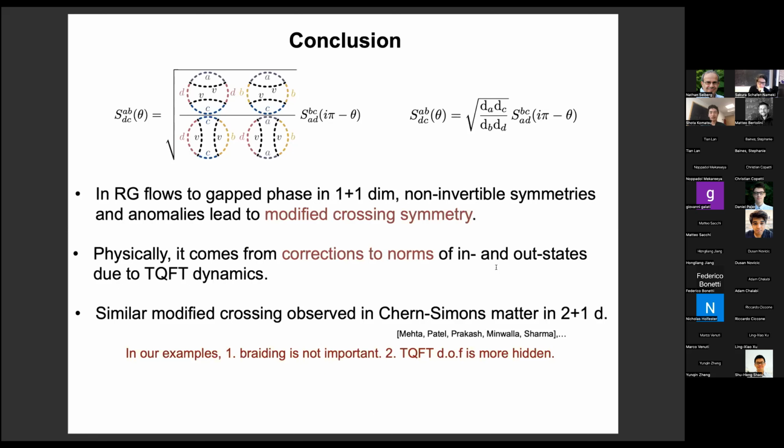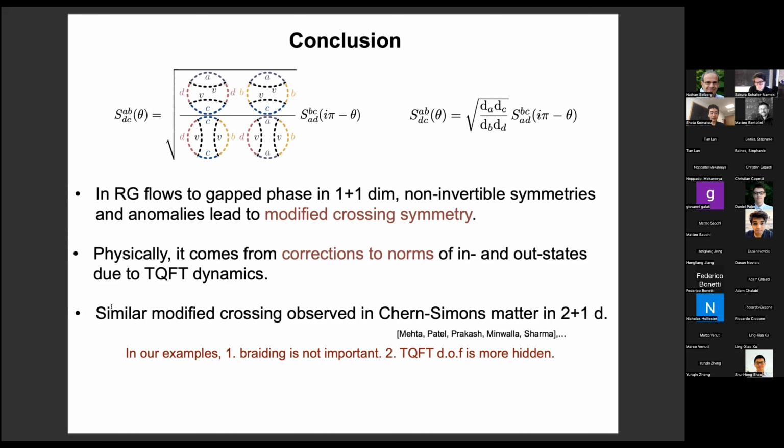Okay, so let me just conclude. The conclusion is that in RG flows to gapped phases in 1+1 dimensions, non-invertible symmetries and anomalies sometimes lead to modified crossing symmetry. Physically, it comes from corrections to the norms of in and out states due to the TQFT dynamics. In particular, in the case of the RG flow from the critical Ising model, this is not even a phase, this is some number.